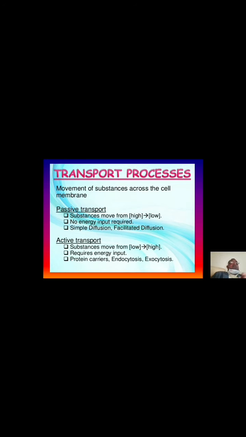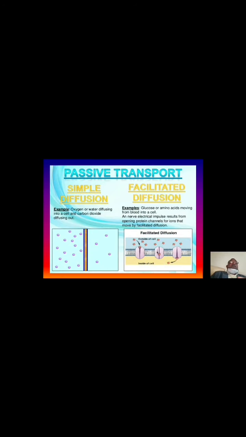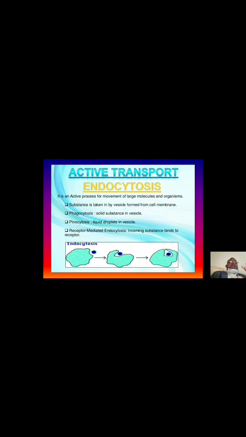Next is passive transport, how it happens. Just you can see in the diagram how it happens, and this is facilitated diffusion taking place. And how does active transport take place? That is called endocytosis.